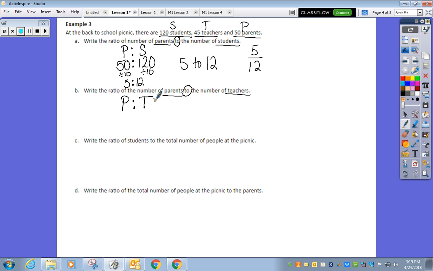And again, order is important. Parents, there are 50. Teachers, there are 45. Looking at these two numbers, this is not in simplest form. One of them ends in a 0, one of them ends in a 5. If a number ends in a 0 or a 5, it can be divided by 5. So I'm going to divide both of these by 5.